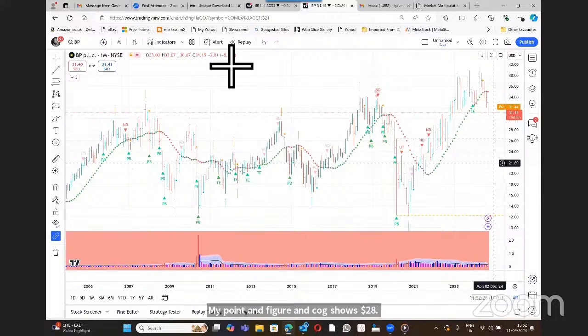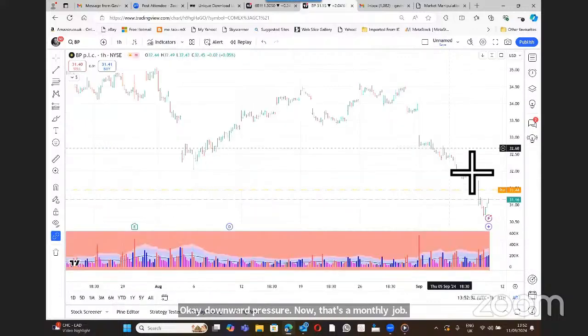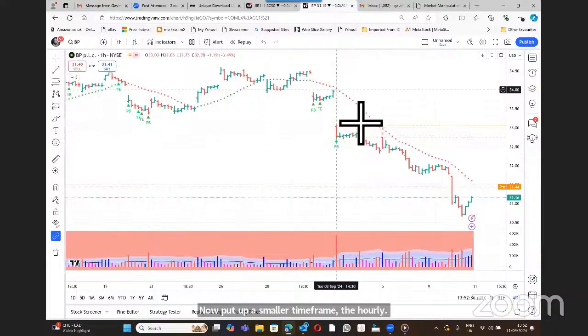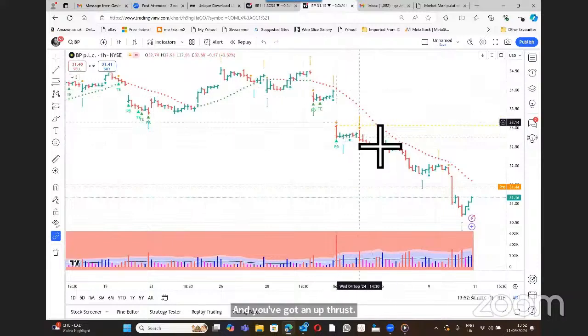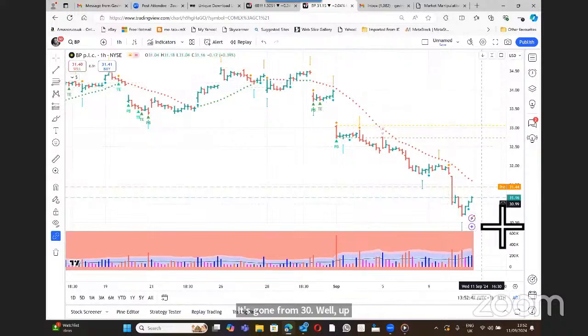Okay, downward pressure. Now that's a monthly chart. Now put up a smaller time frame, the hourly, and you've got an upthrust. You've got a gap down. You've got an SMI indicator. It's gone from 30, well, up here at 35 down here. It's going to go, well, it will do.